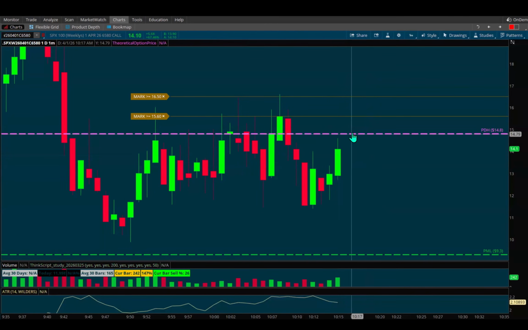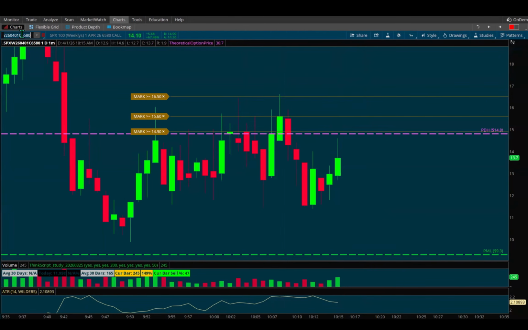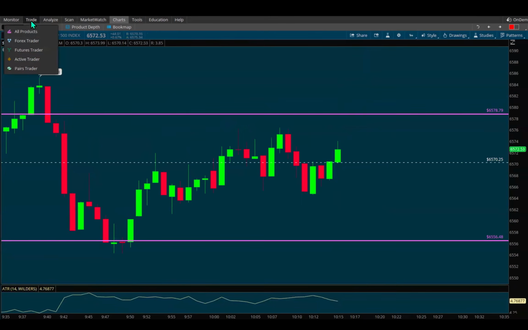We have some alerts set if we do break through. Set an alert right at 1490. Now let's go back and we'll flip on the puts here.